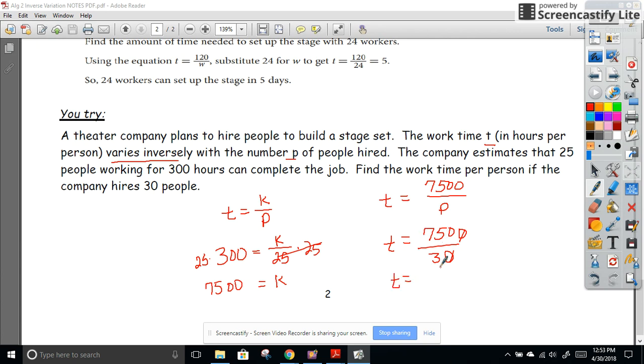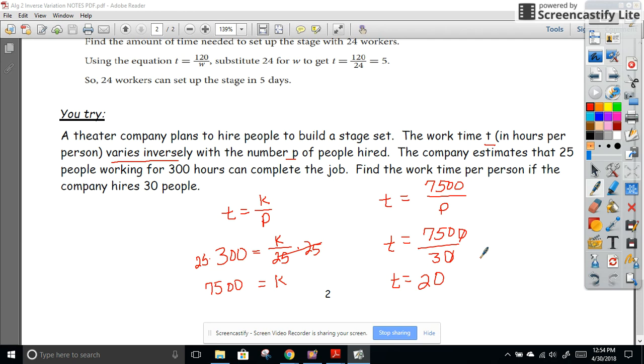7 divided by 3, that is going to be 2. Is that right? I don't know. I don't have my calculator handy. Hold on. Okay, I just want to make sure my math is right.